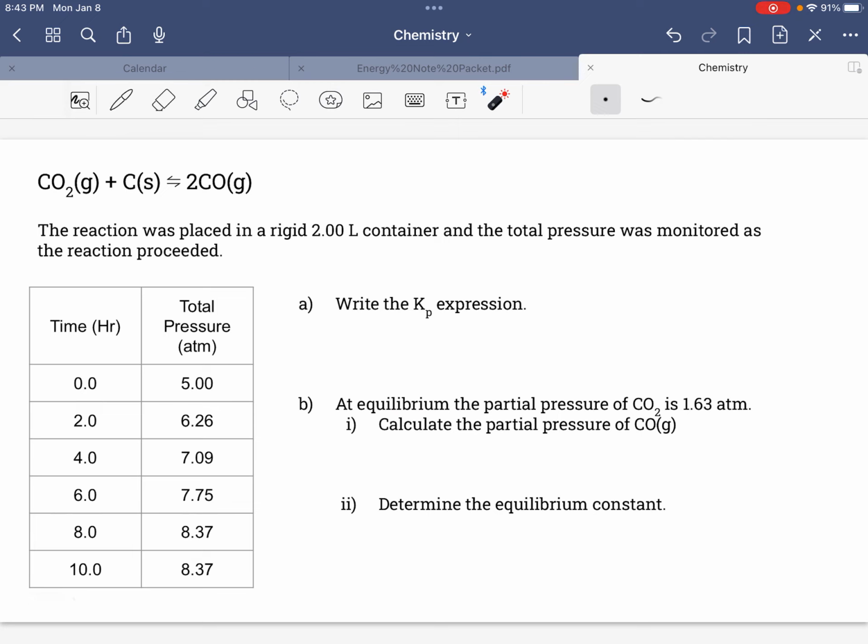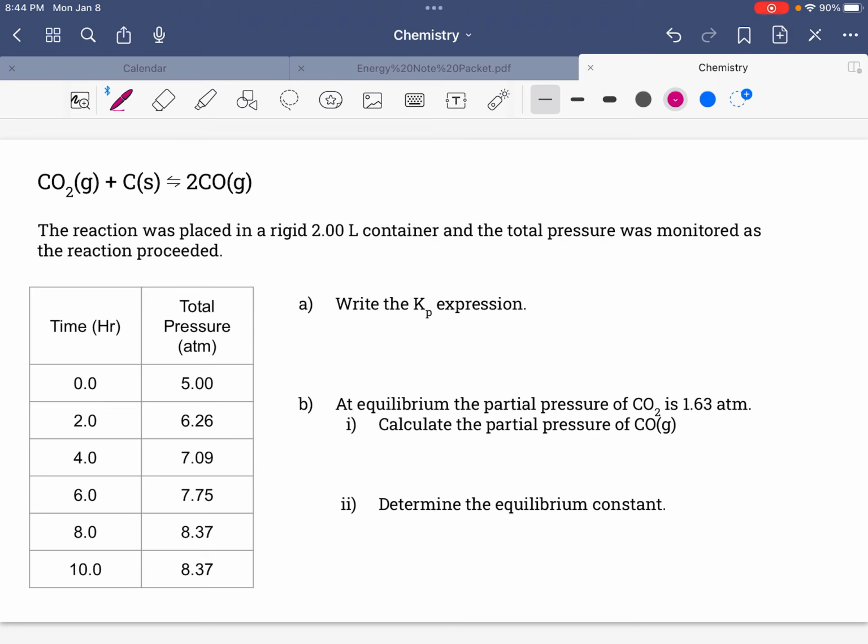For this next one, the reaction was placed in a rigid 2-liter container and the total pressure was monitored as the reaction proceeded. So here we have data. Notice that over time, the total pressure in the container changed, until this point, when it stayed the same. So here we're assuming that's when our dynamic equilibrium occurred. The pressures were not changing anymore, so we assume that it has reached equilibrium.